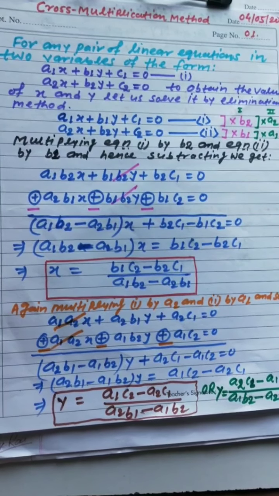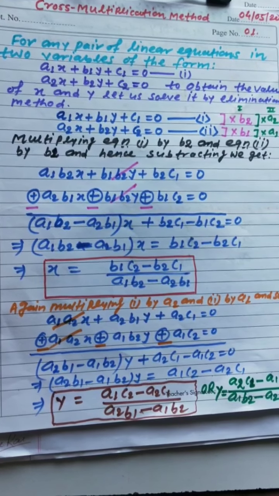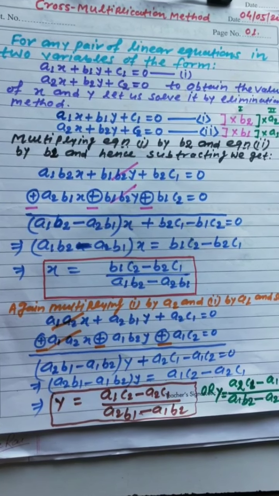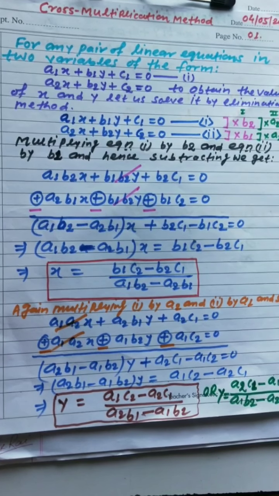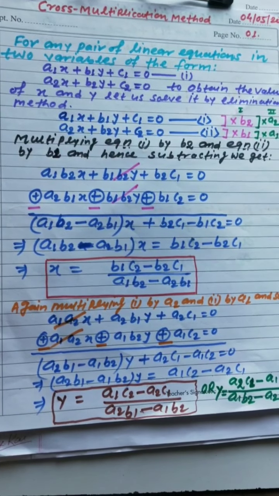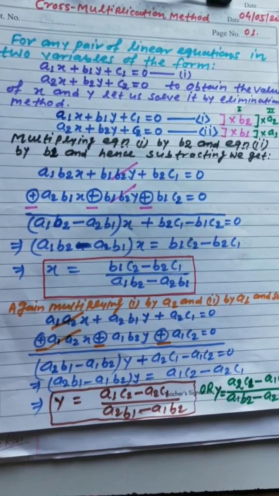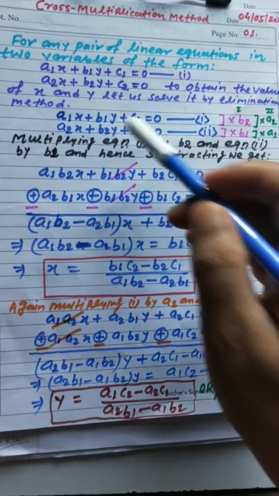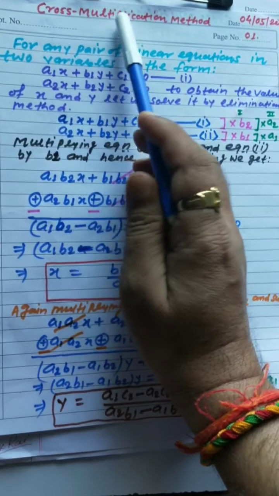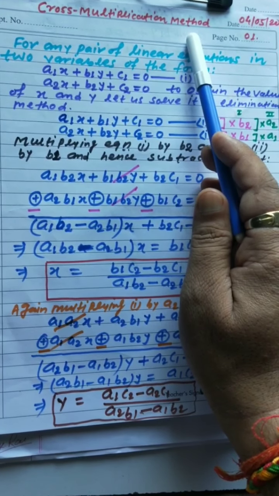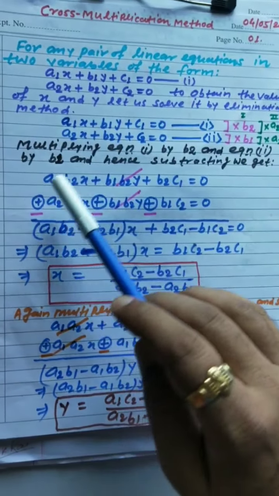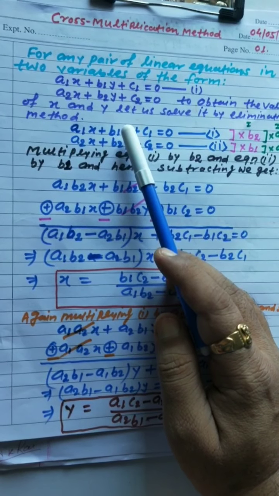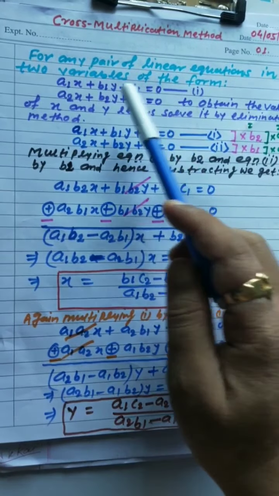I am here with the next topic of your chapter, linear equations in two variables. As we have already learnt about the two algebraic methods to solve linear equations in two variables, now this is the third method, named the cross multiplication method, to solve a pair of linear equations in two variables. So let us see what is the cross multiplication method of solving a pair of linear equations in two variables.